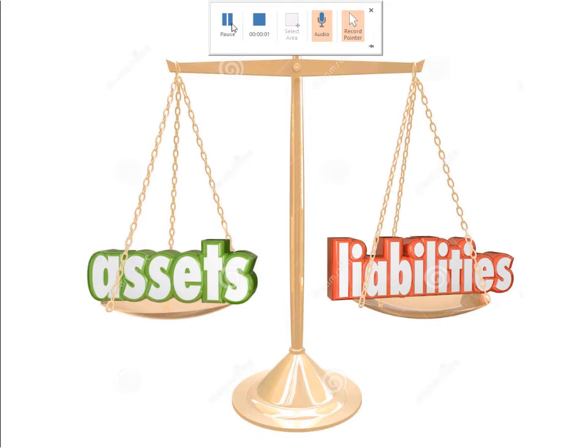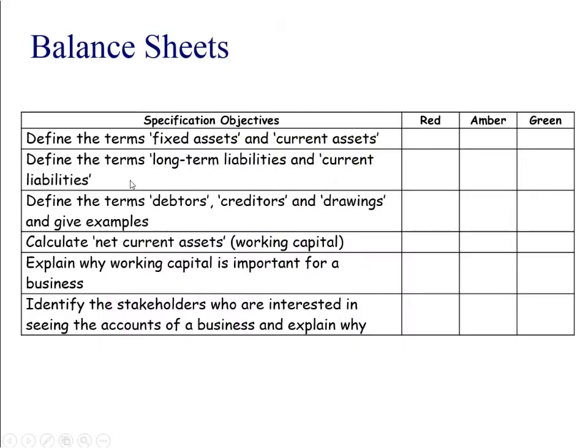So now looking at balance sheets, we need to be able to know what the terms fixed assets and current assets mean, know what long-term liabilities and current liabilities are. Technically speaking, the balance sheets that you'll look at don't have long-term liabilities included on them, but I usually teach my AS groups that because it makes it easy when you do the A2 stuff.